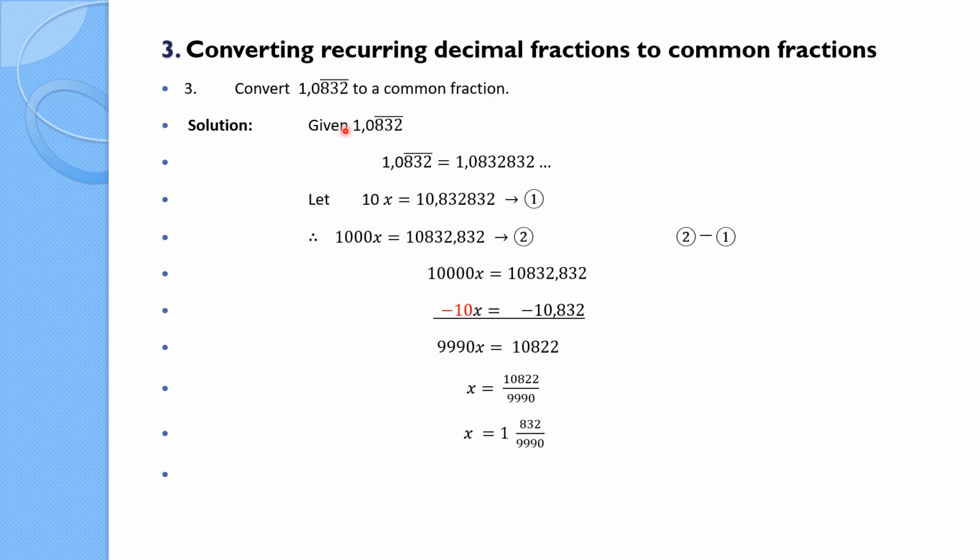So we look here: convert 1,0832 to a common fraction. So given 1,0832 recurring. Right, so the 0 there is not recurring, but the 832 is recurring. So first I have to get the 0 in front of the comma, so I'm going to multiply by 10.